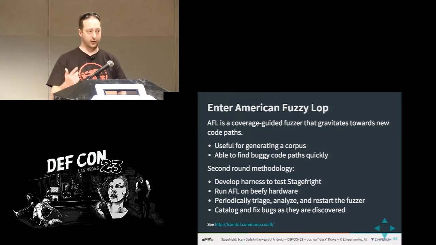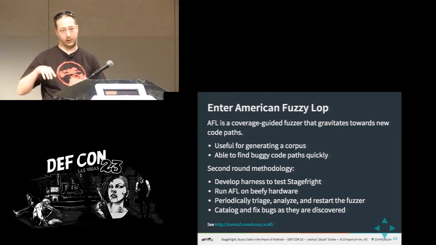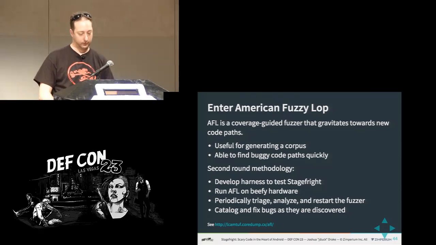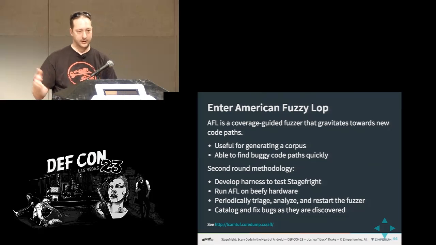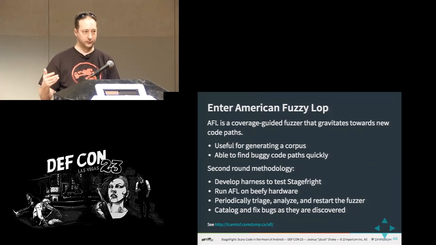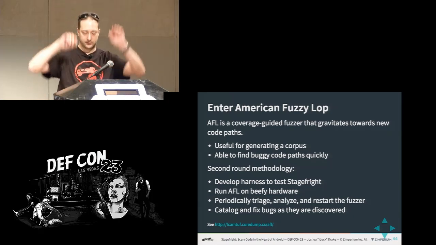I just echoed yo, yo, yo into a file, and then I ran it, and it went really well. The work involved: I had to develop a harness, basically just calling the Stagefright code. I ran AFL on my Linux server that I just got. It was a 32-core machine, double hi-fis.